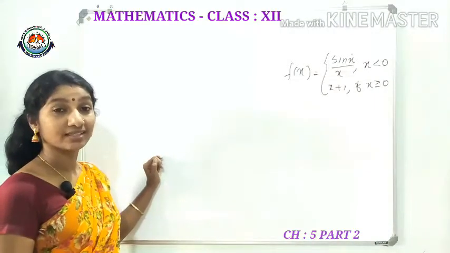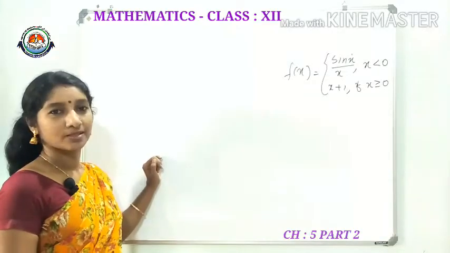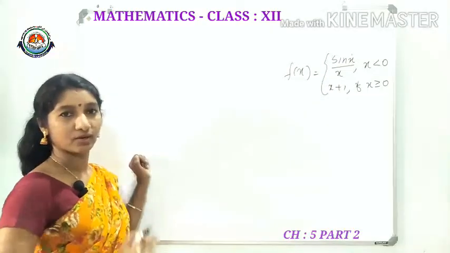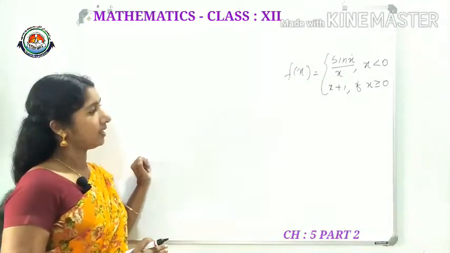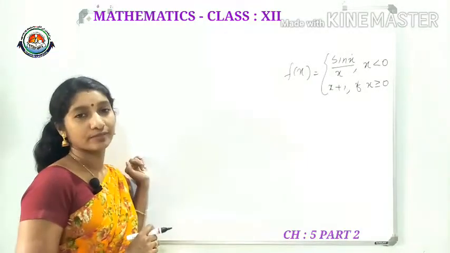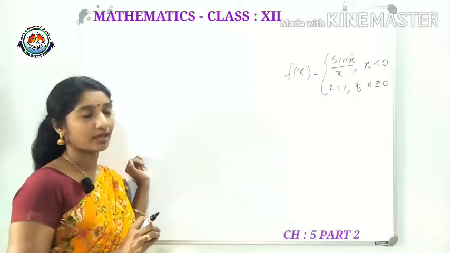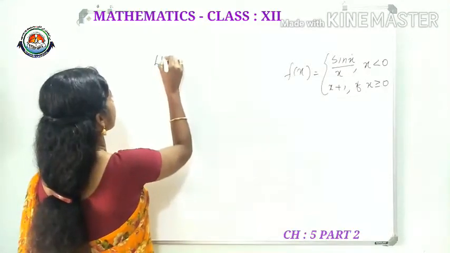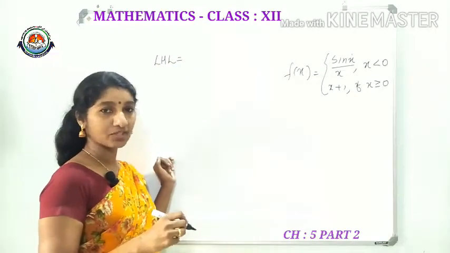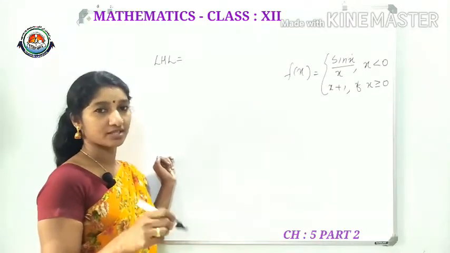Actually we need to get the discontinuous points. This function sin x by x is continuous everywhere on the left side of x equal to 0, and x plus 1 is also continuous everywhere on the right side of x equal to 0. So we need to check at 0 what the situation is. How will we check whether it is continuous? We will find the left limit, right limit, and the function value. If all three are equal, we can say that the function is continuous at that point.